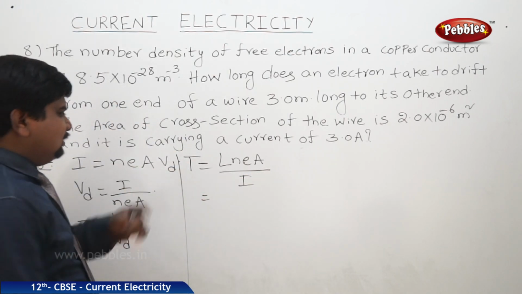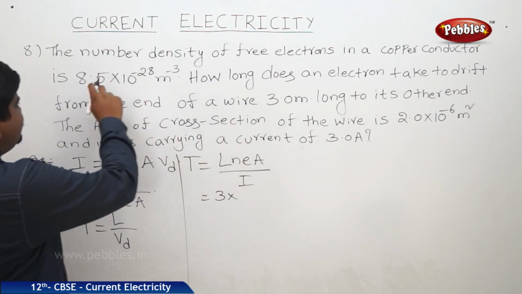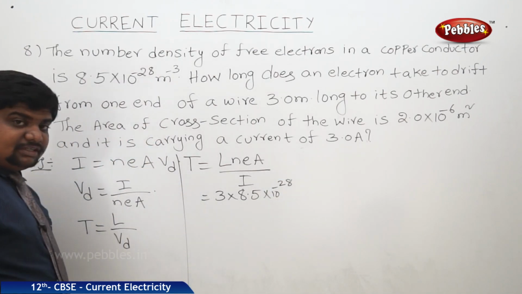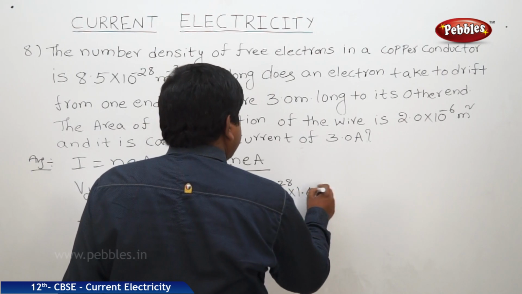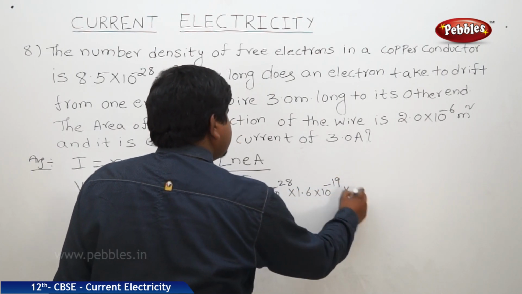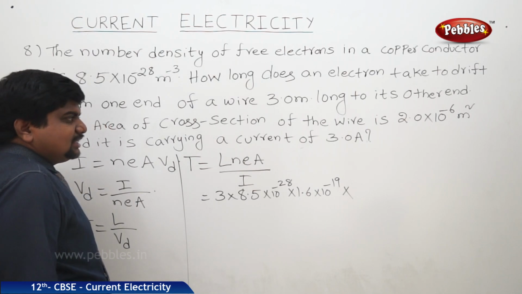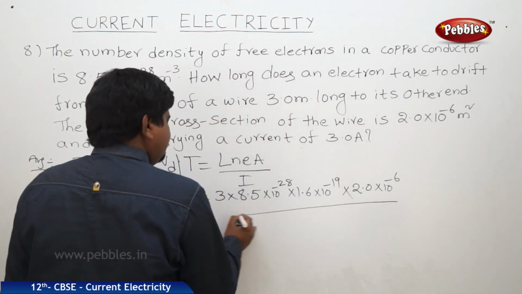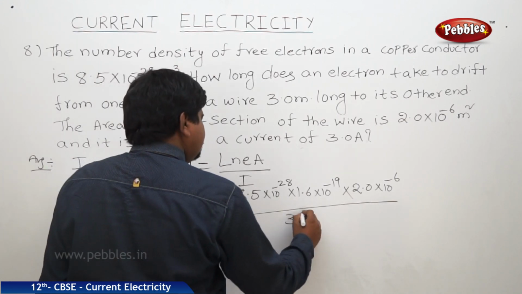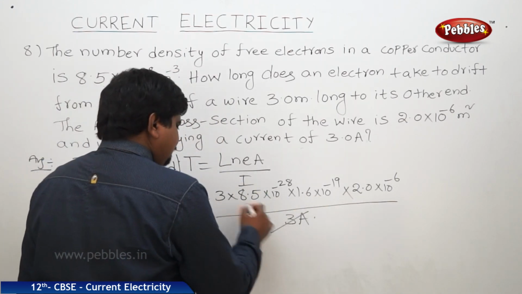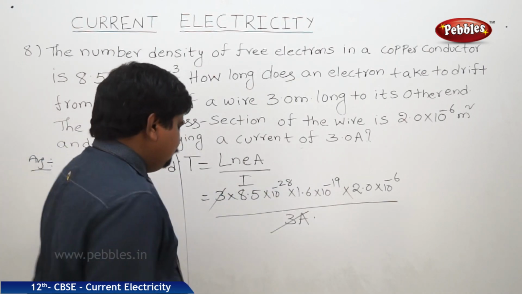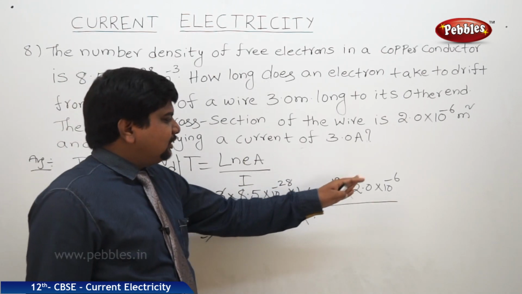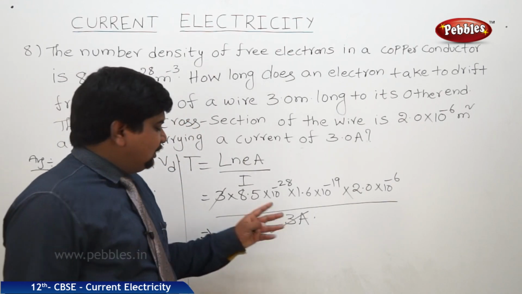where L is equal to length of the conductor, 3 meters, where N is equal to number density, 8.5 into 10 to the power of 28, where E is equal to charge of each electron, 1.6 into 10 to the power of minus 19 coulombs, where A is equal to area of cross section of the wire, 2.0 into 10 to the power of minus 6, whole divided by I is equal to amount of current, 3 amperes. This 3 and 3 get cancelled. So if you multiply all these things, 8.5 into 1.6 into 2 and 10 power 28, 10 power minus 19 and 10 to the power of minus 6, we will get the answer like this.